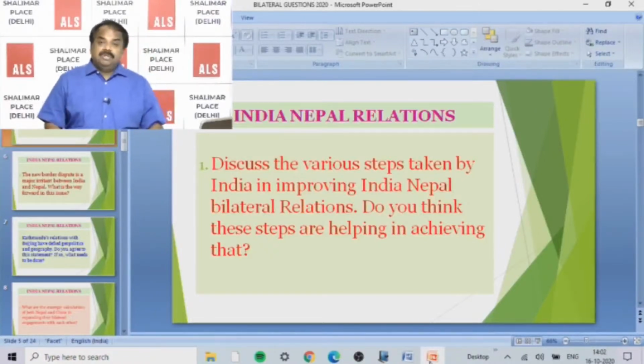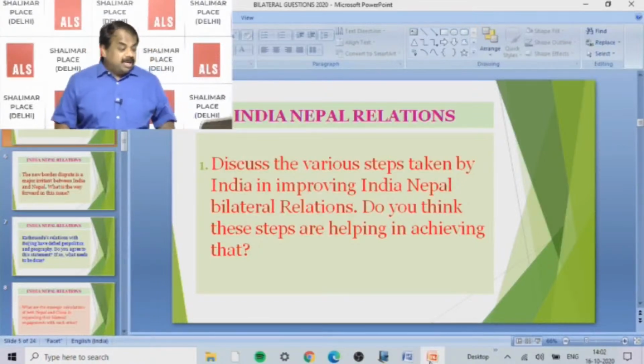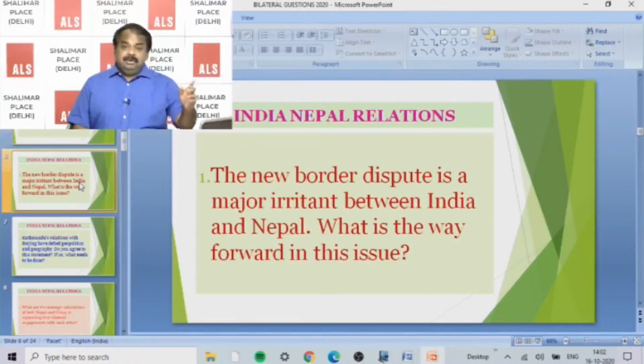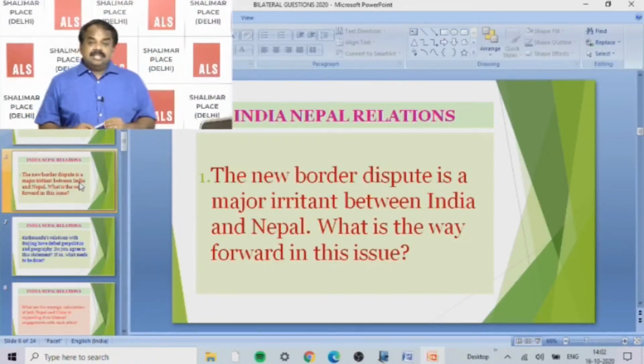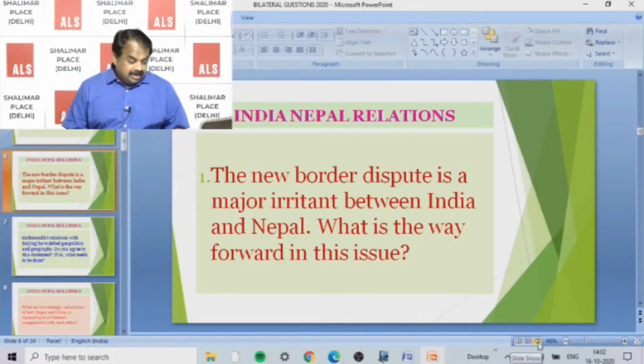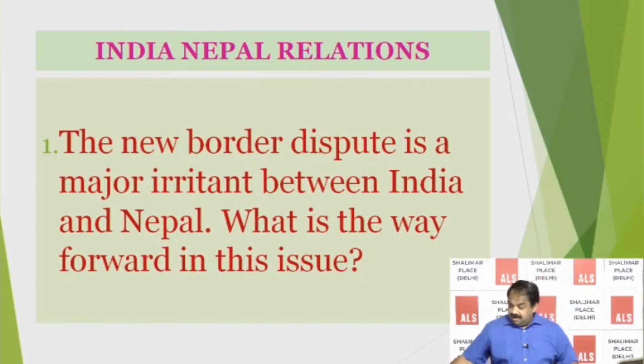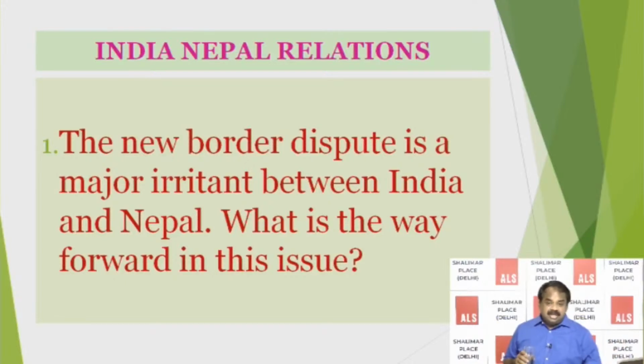But definitely, there are so many steps. The Prime Minister, we are trying of late, especially we are struggling. We are trying, but things are not falling in place that easily because of many missteps we have taken. So anyway, some of the steps taken. Now, coming to the border dispute, the new border dispute is a major irritant between India and Nepal, no doubt. What is the way forward? I'll be talking about the previous question, whether it is helping to improve, we will get to know automatically.